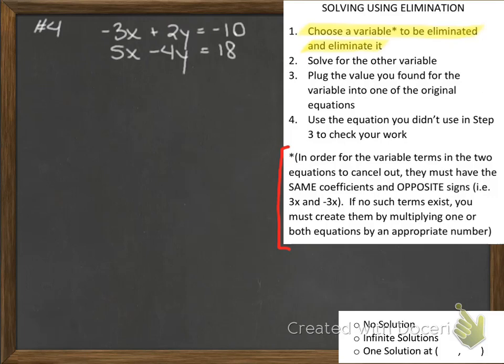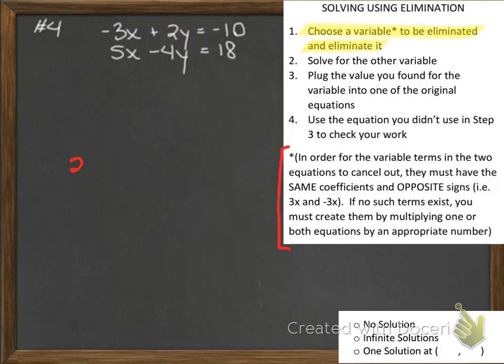Okay? So we could try to make these two values the same, these two coefficients, negative 3 and 5, or we could try to make these two numbers the same. Okay? So you can pick either one you want. What I'm going to do is I'm going to try to make the y coefficients the same number and opposite signs. Why am I picking the y and not the x?